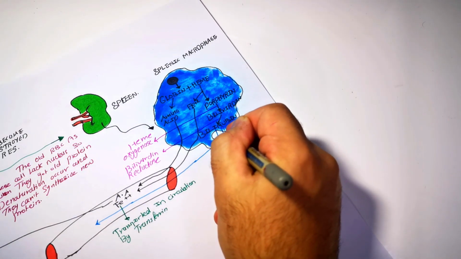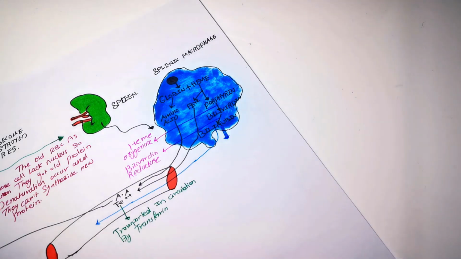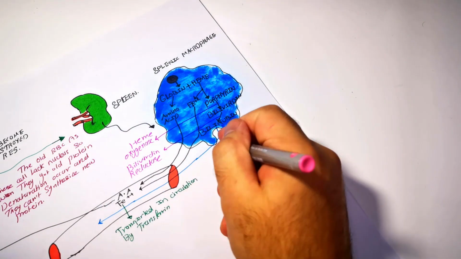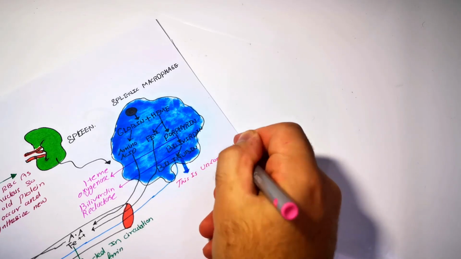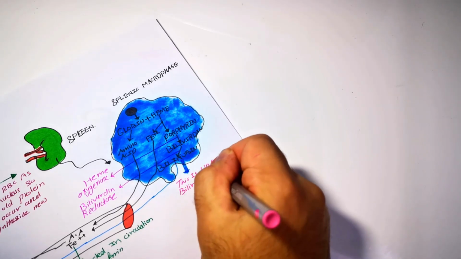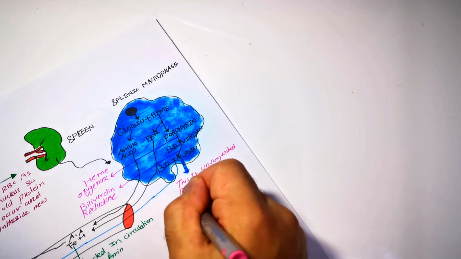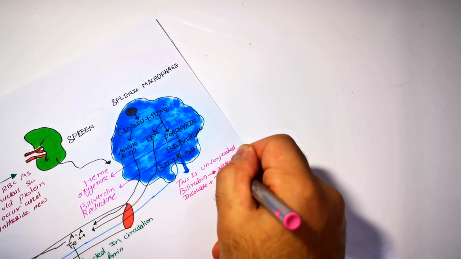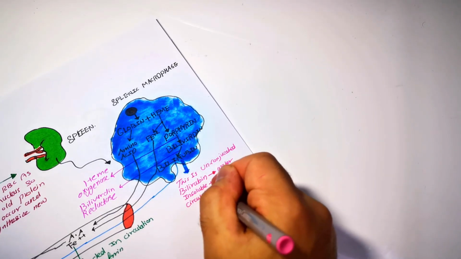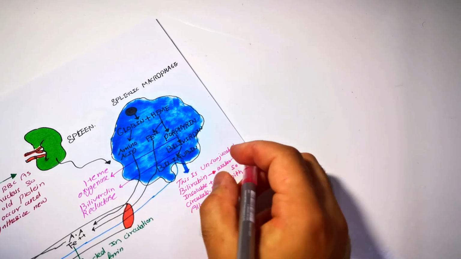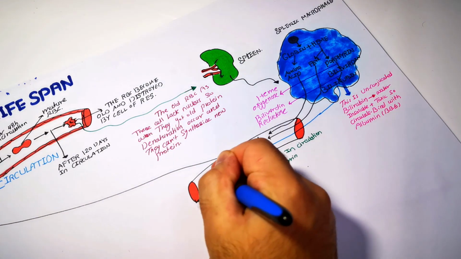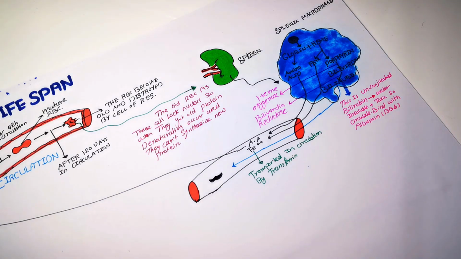This is the unconjugated bilirubin, which is water insoluble and a toxic substance, so it will bind to a protein known as a bilirubin binding globulin. Albumin is the most important bilirubin binding globulin. This is the albumin, which will bind to the bilirubin, forming the albumin-bound unconjugated bilirubin.